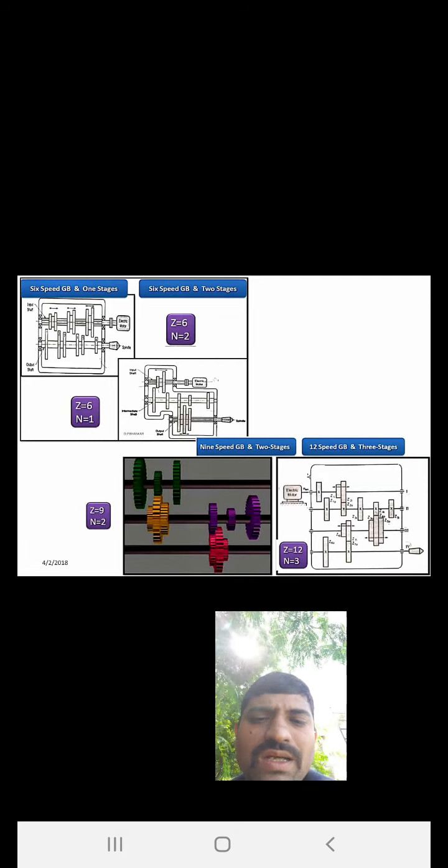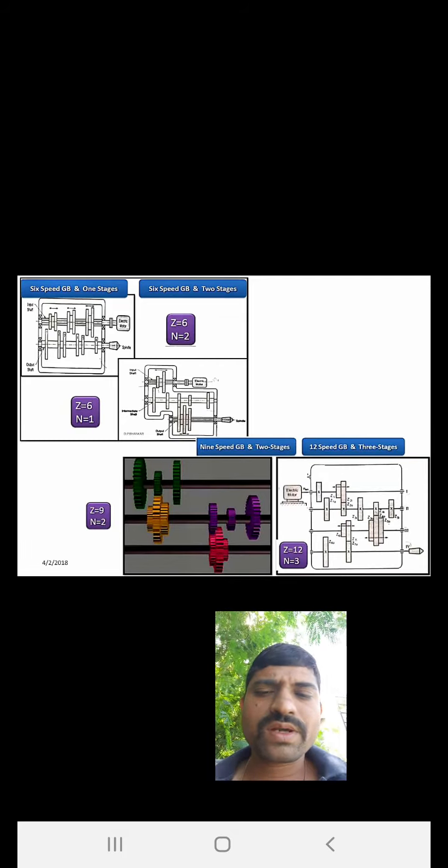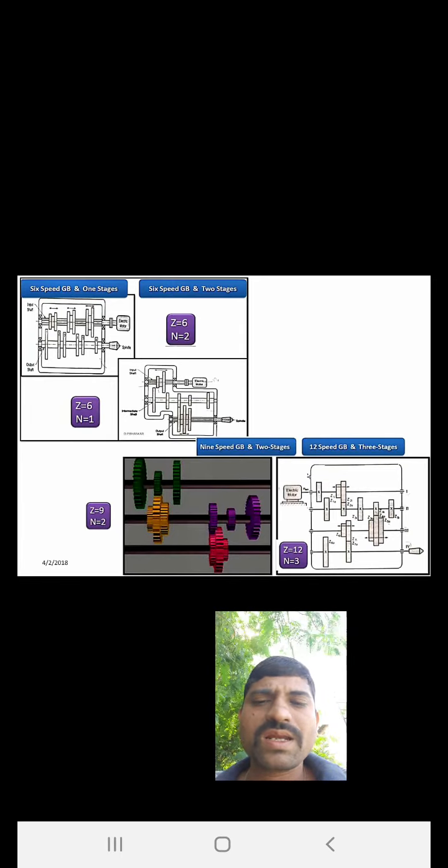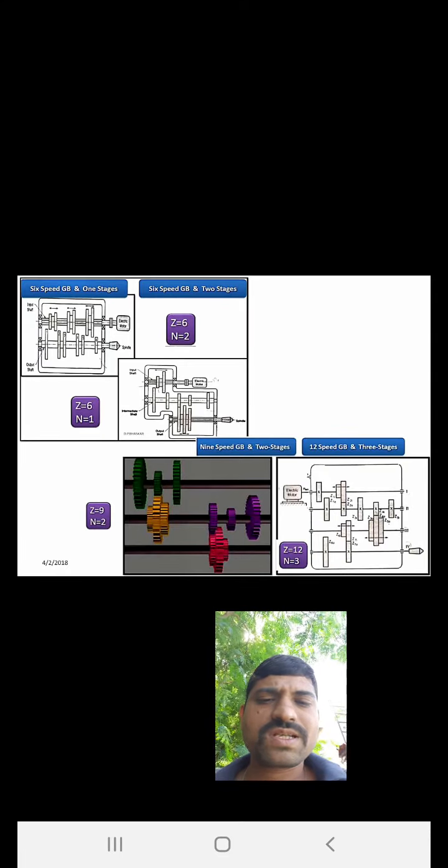Then the third figure. In a similar way you can calculate Z is equal to 9. The total number of speed steps Z is equal to 9, and N is equal to 2. Again there are 3 shafts and 9 speed steps.